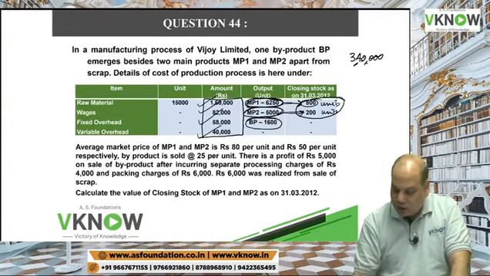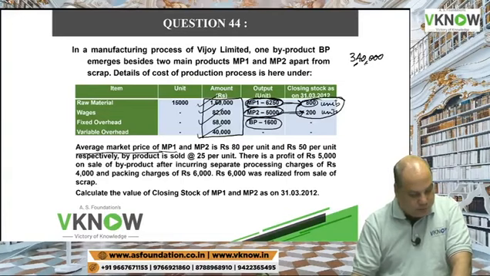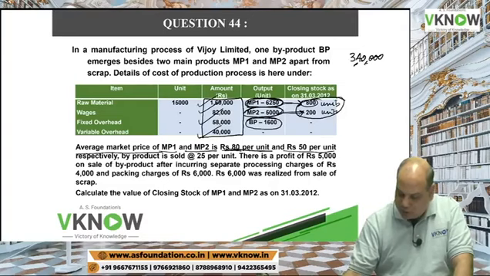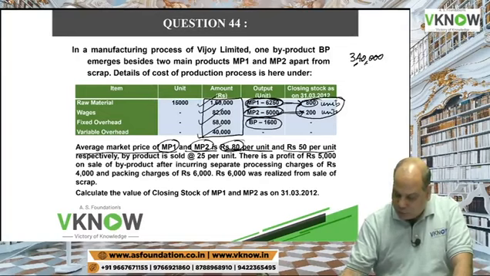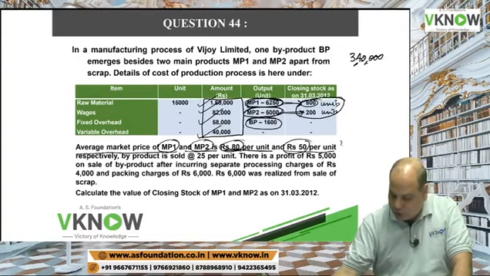Now they are saying the average market price of MP1 and MP2 is rupees 80 per unit and 50 per unit. MP1 selling price is 80, MP2 is 50. So this will help you to calculate their relative sales value.